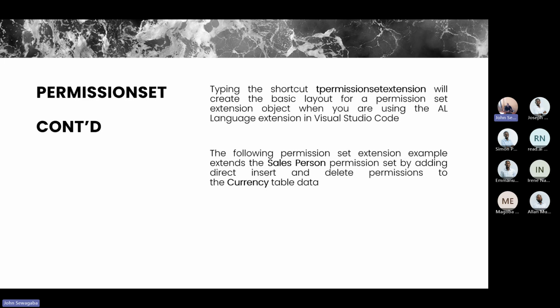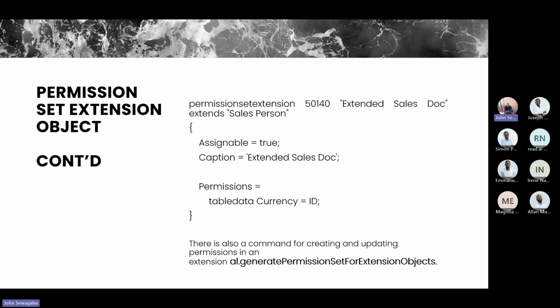Permission set. Typing the shortcut tpermissionsetextension will create a basic layout for a permission set extension object when you're using the AL language extension in Visual Studio Code. The following permission set example extends a source permission set by adding a direct insert and direct delete permission to the current table data. Here, we remember previously we defined our permission set called salesperson. Here, we're just demonstrating how we can extend it provided we are in another extension that depends on this.